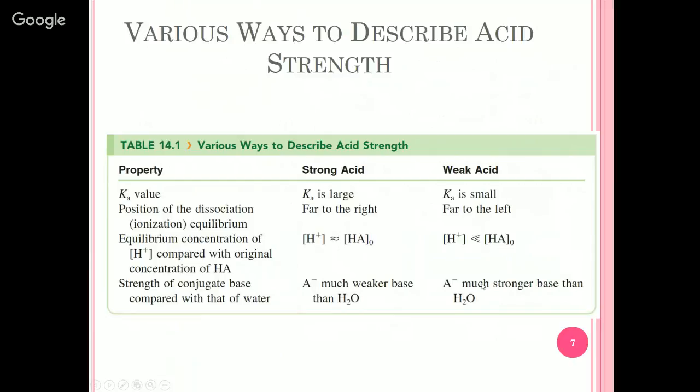Here, your weak acid has the potential, its conjugate base has the potential to react in its own way because it is a much stronger base than water. So we can still see reactions with the conjugate base of these weak acids. And that'll lead us into next chapter when we talk about buffer solutions.